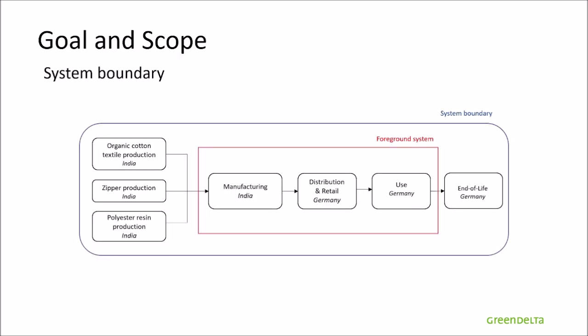Here is the system boundary of the system. So for those who watched the environmental part, it's very similar. The adaptation that we made for the social study is that we modified the distribution stage. So now it focuses a bit more on the retailers themselves, so it is based in Germany, and it does not only model the transport from India to Germany, but also the retailing part.